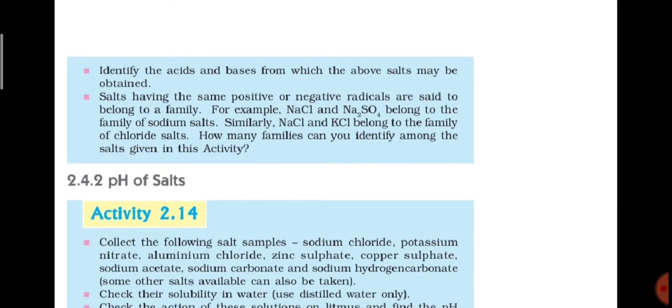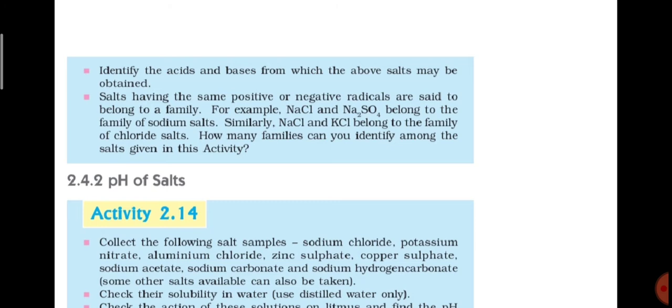Two examples are given. One is NaCl and Na2SO4. So what are the ions present in these two salts? Sodium ion and chloride ion, whereas sodium ion and sulfate ion. So which ion is common among them? Sodium ion. So these two salts belong to the family of sodium salts.